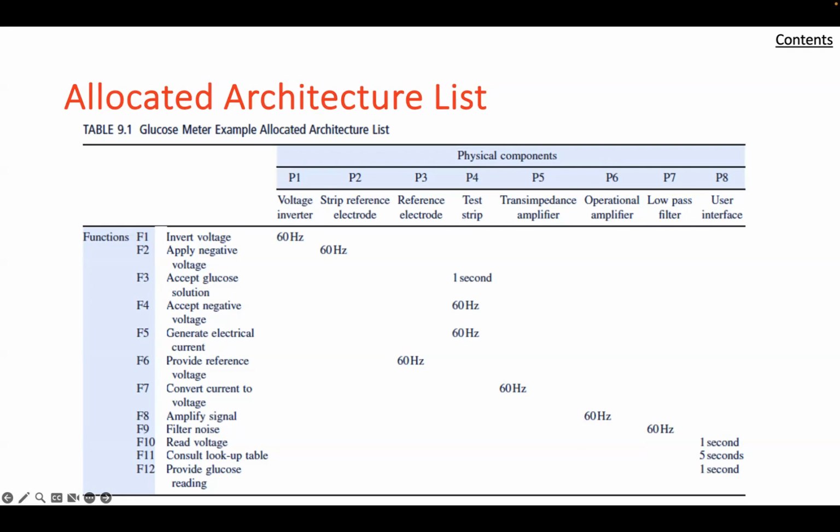If they are not, we must go back to either the functional or physical architecture to determine where the functions or components should be combined, modified, added, or deleted. So in the table that we're showing now, it provides the allocation of our glucose meter functions and components, as well as identifying the frequency of how often the functions would be executed by the components.